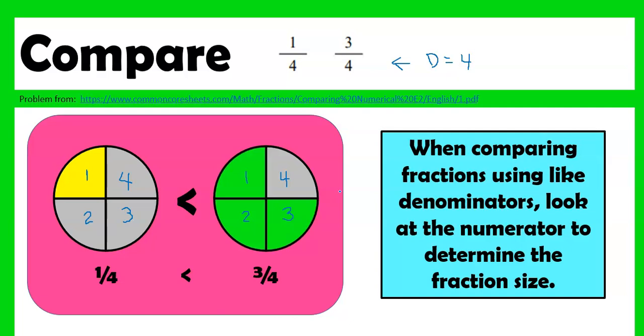And remember, when we are comparing fractions using like denominators, we look at the numerator to determine the fraction size. Because we're using the same denominator, we are going to have the same number of pieces to make our whole. So the same number of parts to make our whole means we're going to look at our numerator, the top number, to determine the fraction size.